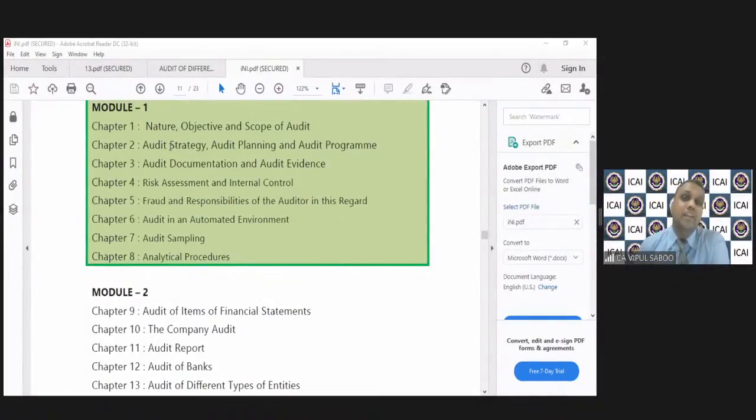Chapter 2 starts your practical knowledge. Chapter 3, audit documentation and audit evidence, the most important chapters. Risk assessment and internal control, a bit technical chapter, a bit lengthy, and it's usually seen as a difficult chapter by the students, but still it is again an important chapter for you, and it is repeated in CA finals as well. Then a bit lighter chapters, fraud and responsibilities of the auditor in this regard, audit in an automated environment, audit sampling, analytical procedures.